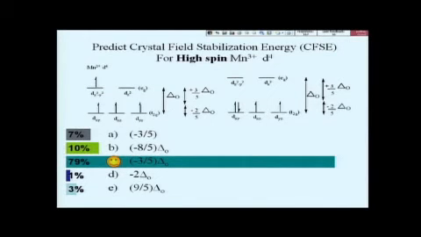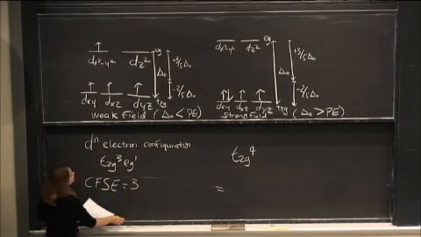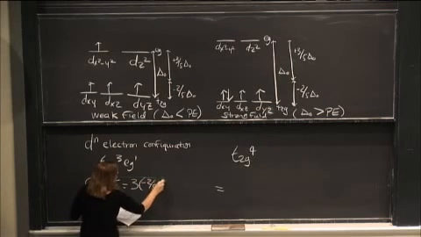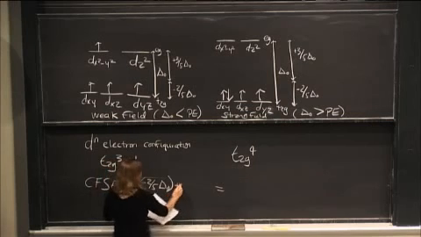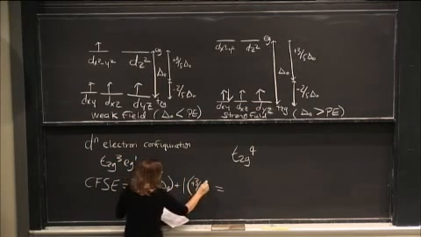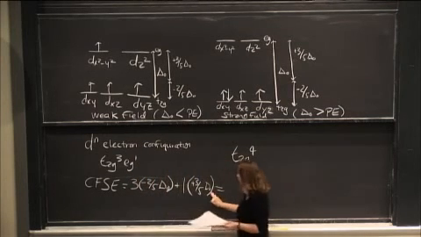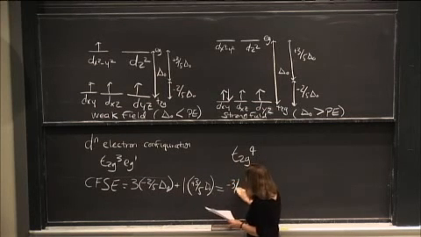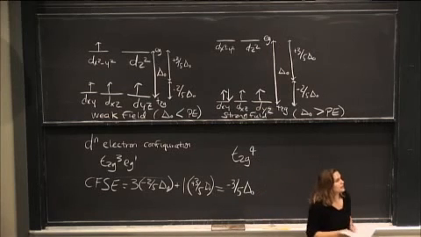So first we consider how many electrons we have in the lower set of orbitals. So we have 3. Those 3 are stabilized by 2 fifths. And then we have 1 in the upper set. So we have 1 at 3 fifths times the octahedral crystal field splitting energy. So this ends up with minus 3 fifths times the octahedral crystal field splitting energy.